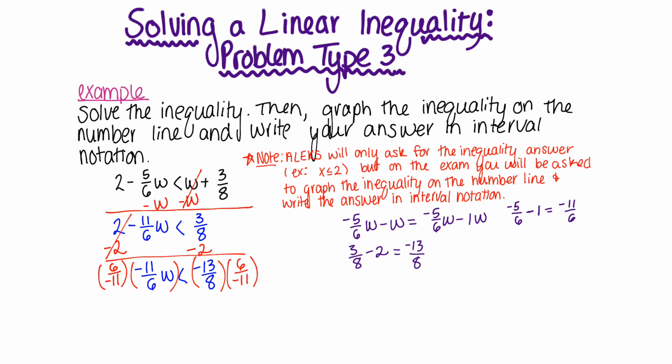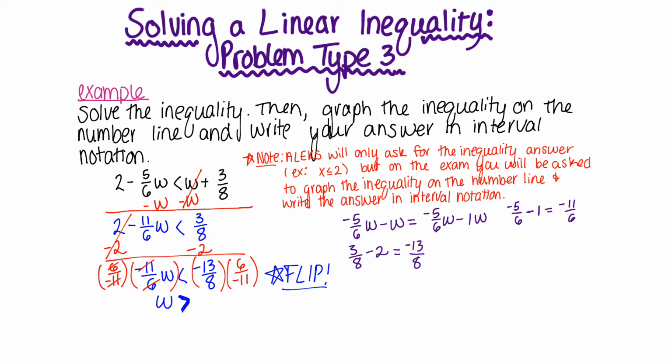on both sides. When you multiply by a negative number on both sides, you need to flip the direction of your inequality. So it was pointing towards the left, it'll now point towards the right. These negative 11s cancel, the 6's cancel, and it leaves me with just the w, which is what we wanted. You can do negative 13/8 times 6/11 on your calculator. That's what I'm going to go ahead and do right now.